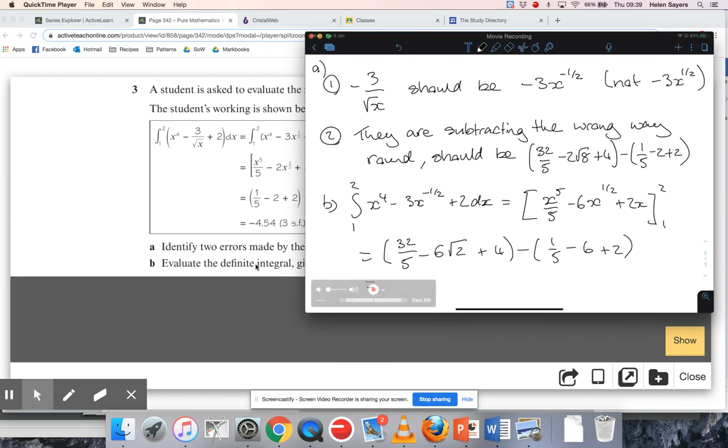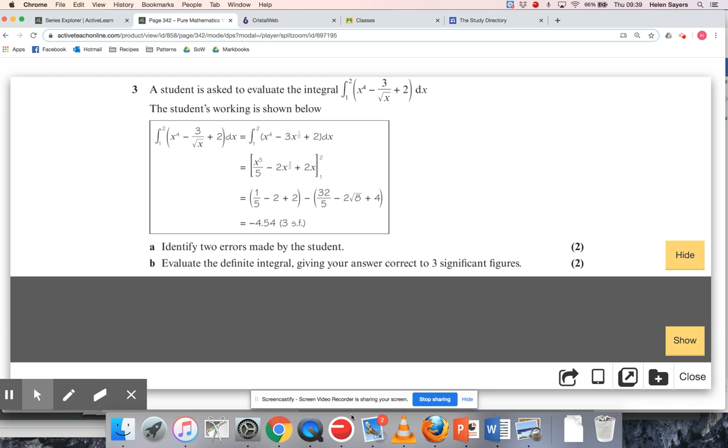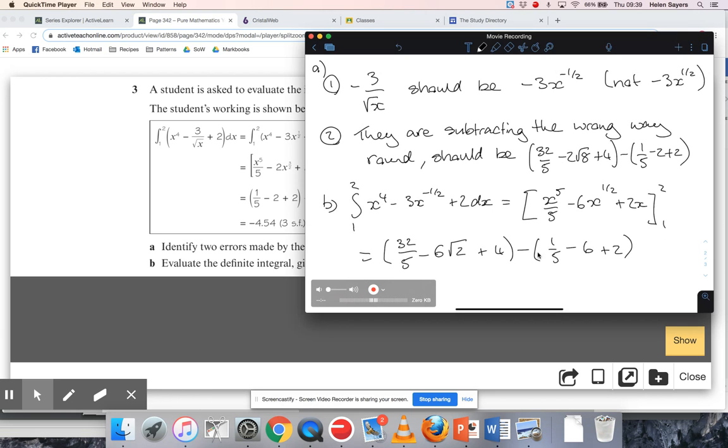So it does say, give your answer to correct 3 significant figures. So one nice thing about this question is I don't need to worry about the surds and leaving anything in exact form. So I can just stick that straight into my calculator, basically. So it's going to be 32 over 5 minus 6 root 2 plus 4.